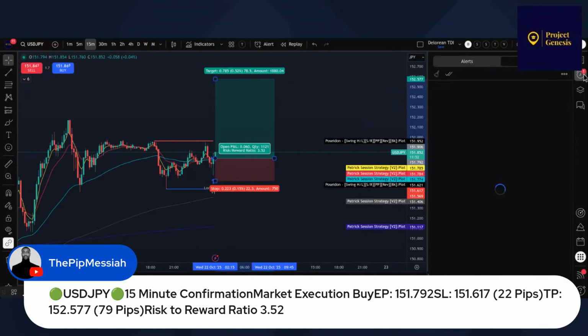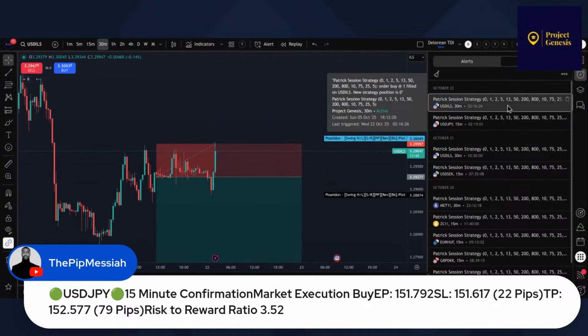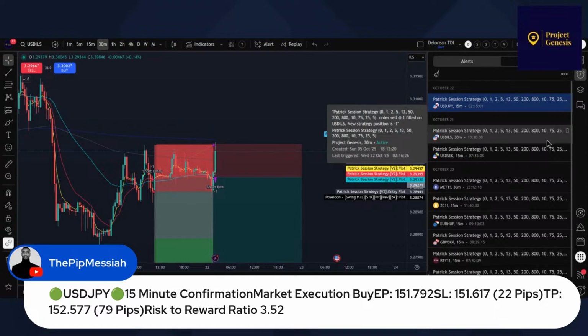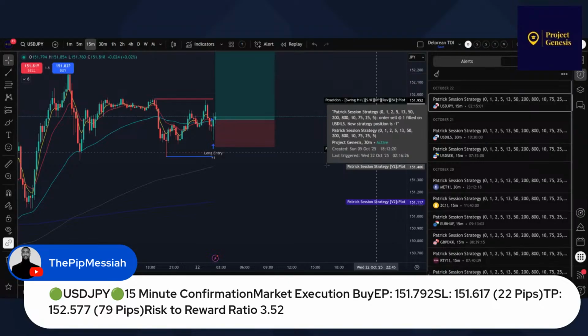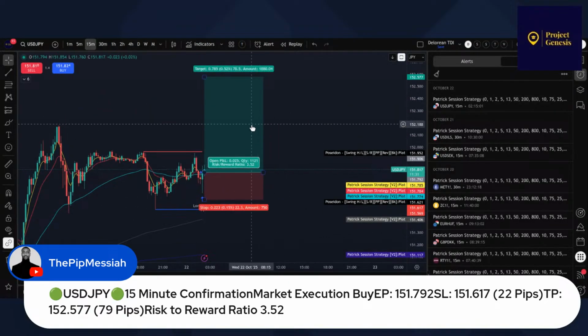Looks like we got an update on the United States dollar to Israeli shekels. Hit our original stop loss. So we'll keep watching this bad boy for now. It is already in profit.